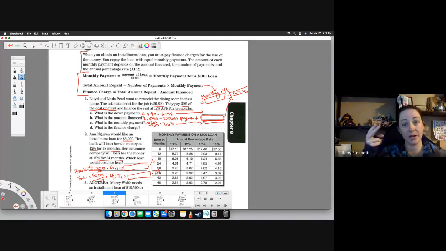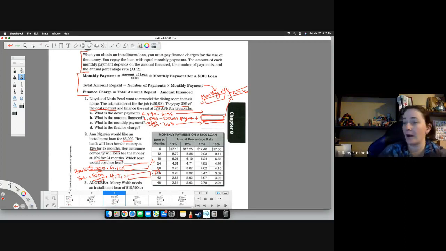Once we have those two numbers, we just need to determine which one's bigger and which one's smaller. We want the smaller amount. We want to know which one's a better loan for her to pay less, which one's going to cost her less. So we're looking for the lesser of the financed amounts.